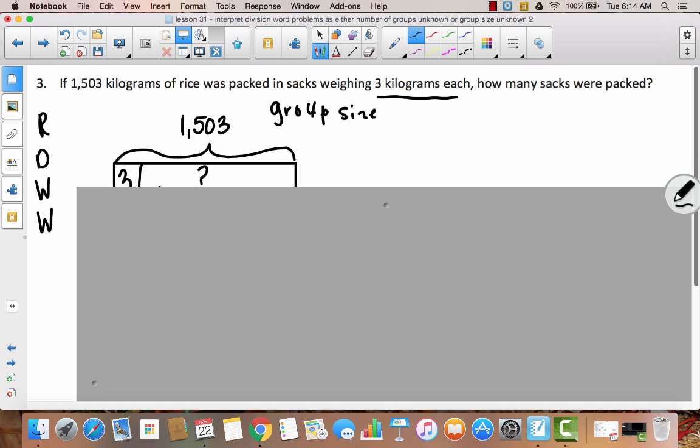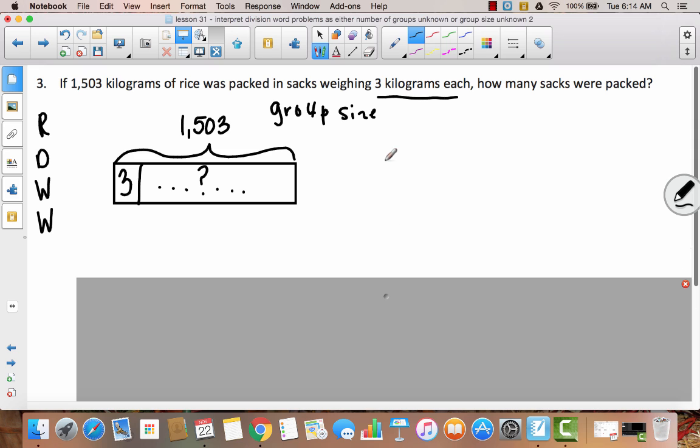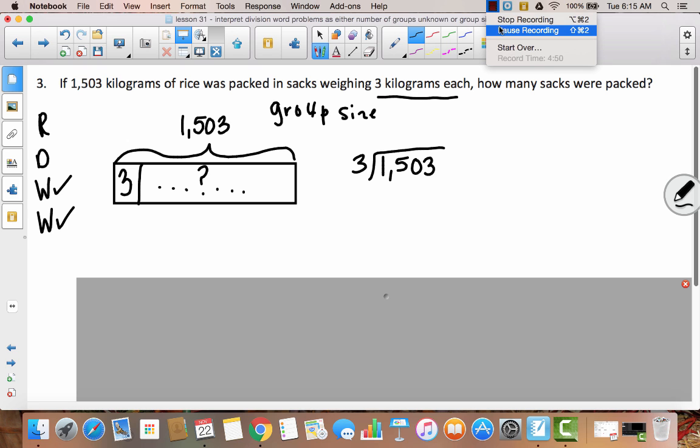So when I drew my tape diagram, I made one group and I put 3 in the group because I know that each group is going to be 3 kilograms each, but I don't know how many groups there's going to be. So that's what this question mark represents. So how am I going to figure out how many sacks? Well, again, we're going to be using division. So I'm going to go ahead and write my division sentence. It's going to be 1,503 divided by 3. I'm going to pause the video again because I want you to solve this long division. So this is our number sentence, and then I want you to answer it with a word sentence. And then let's come back and see if we agree.